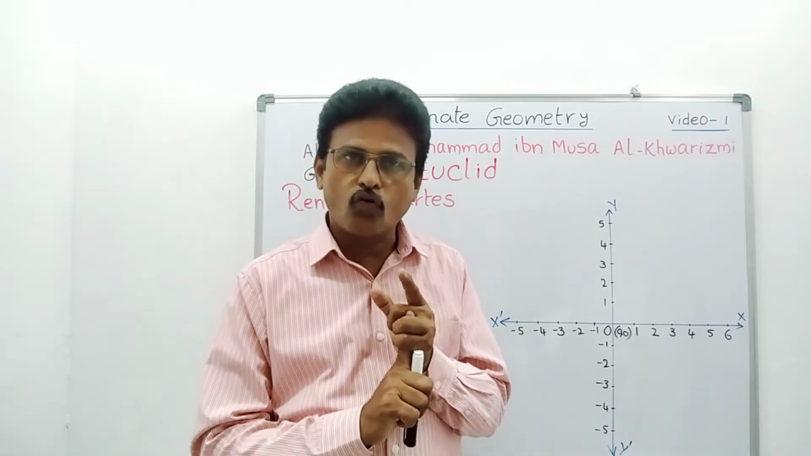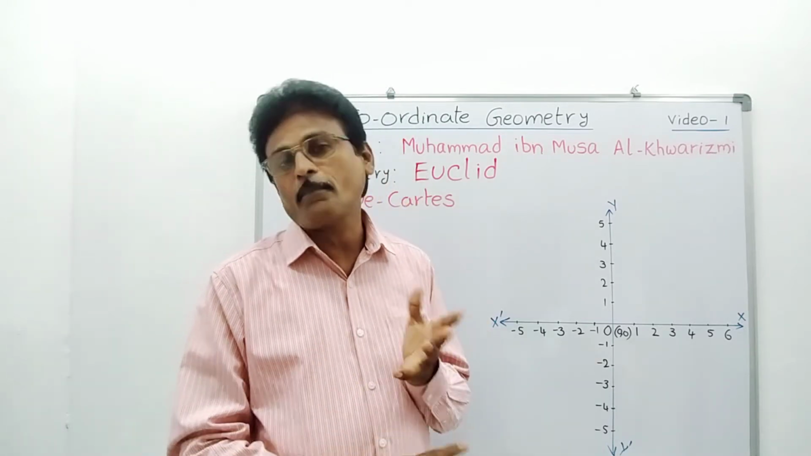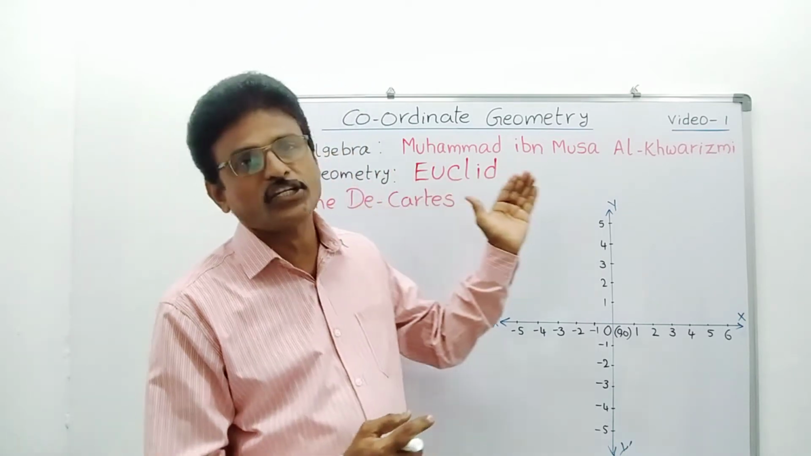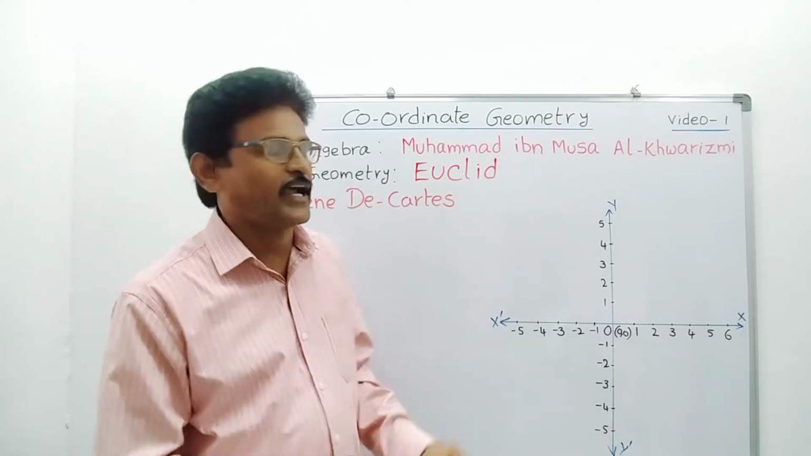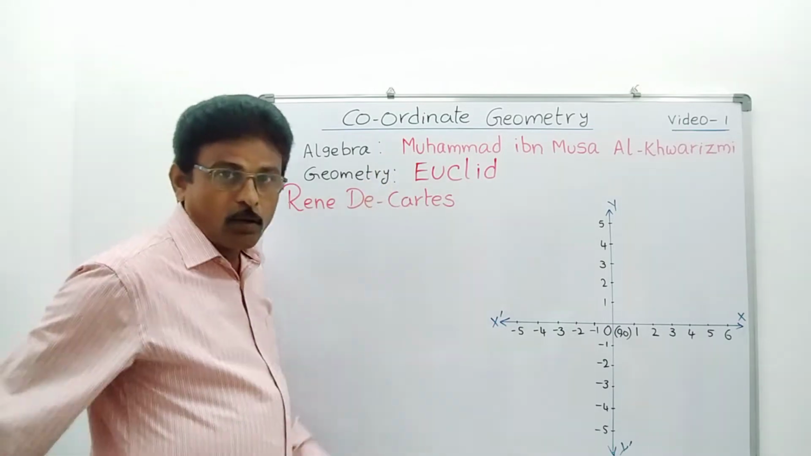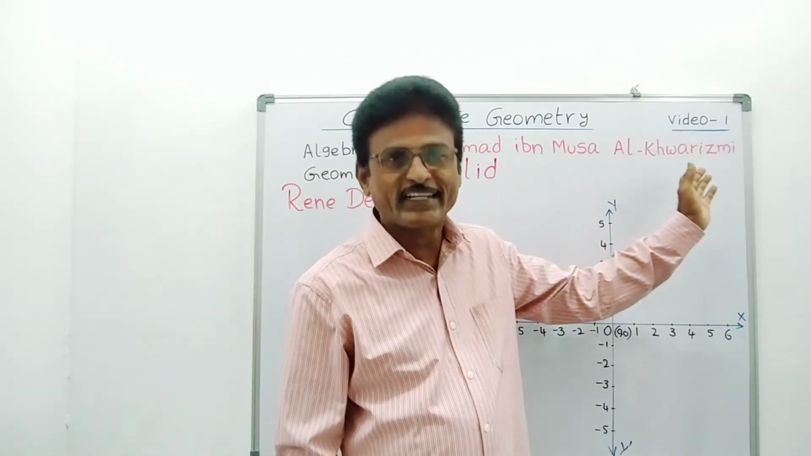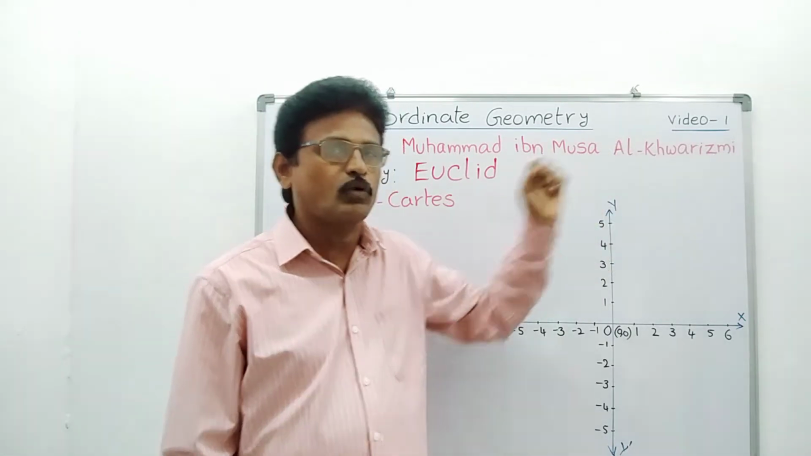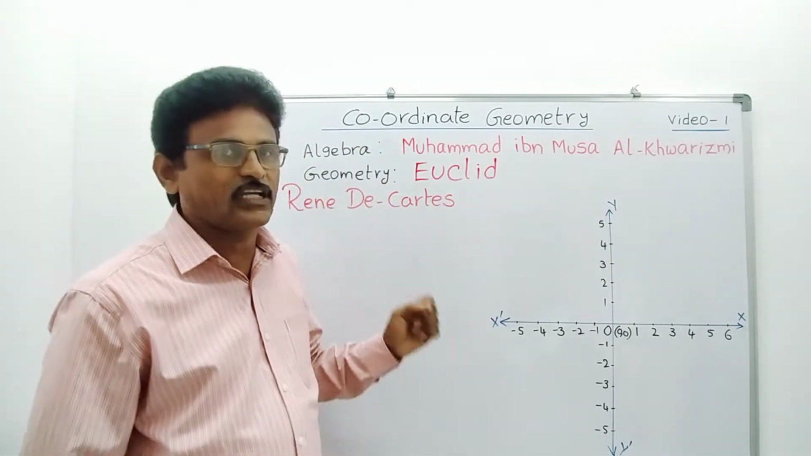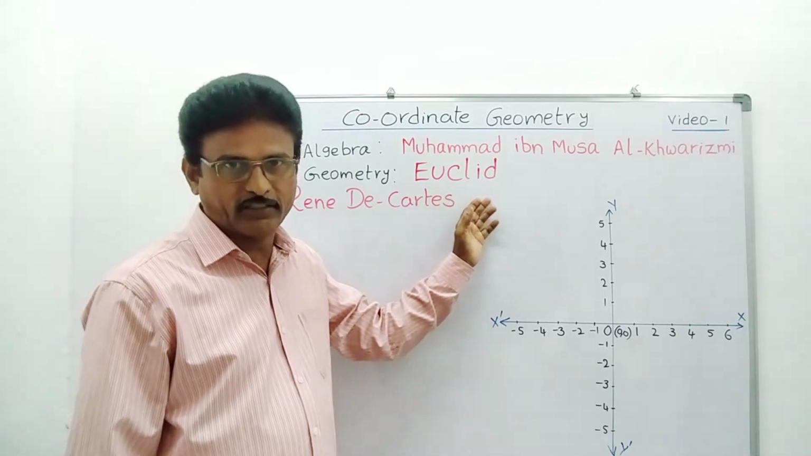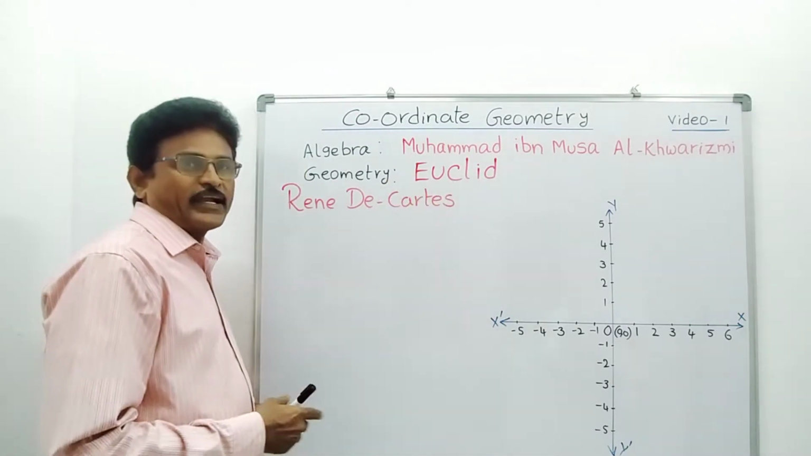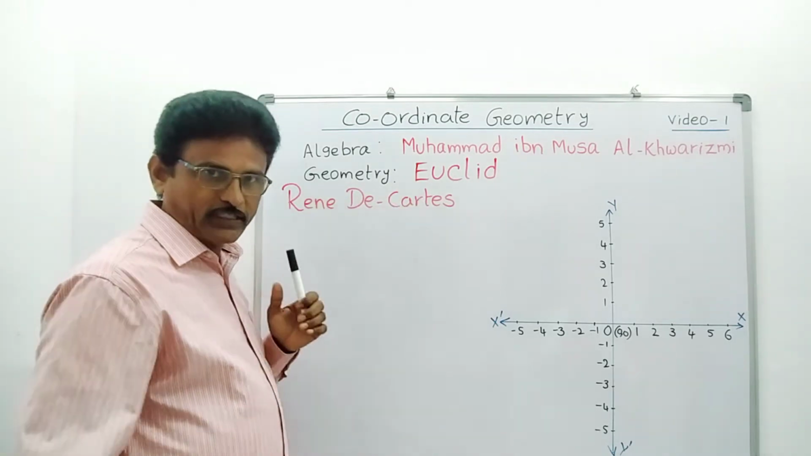Students, you have to know the father of geometry, the father of algebra, and also the father of coordinate geometry worldwide. Right? So the father of algebra is Muhammad Ibn Musa al-Khwarizmi. Remember his name? Like that, the father of geometry is Euclid. In 9th class you have this chapter, the Euclid chapter. Right? Father of geometry, Euclid.